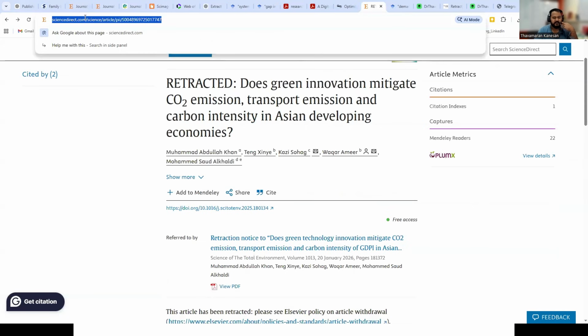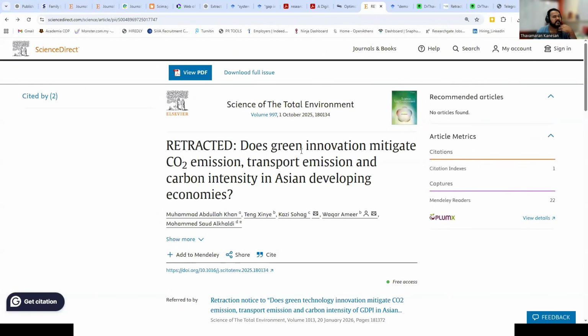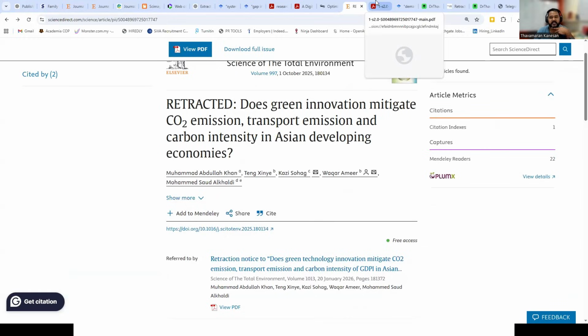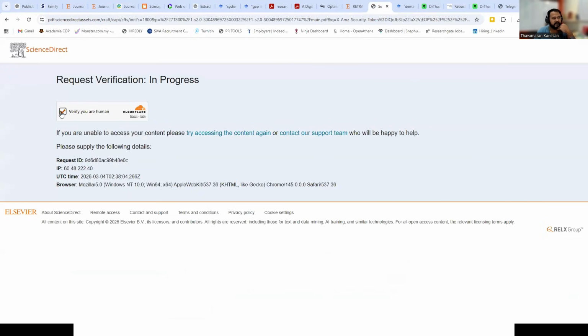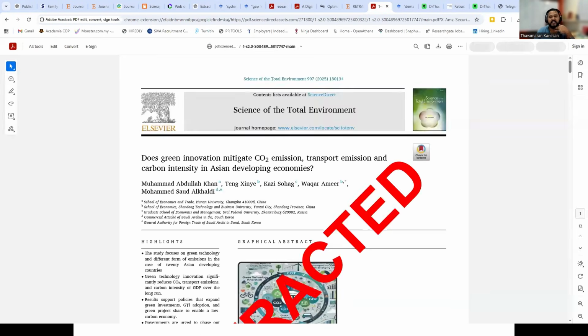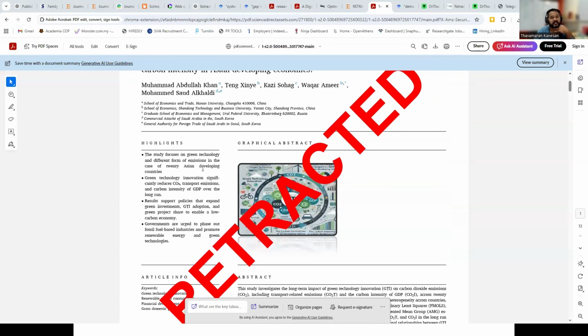This is the article. Let me refresh. This is the article. Okay. Retracted. Does green innovation mitigate CO2 emission? Blah, blah, blah. And then if you open the PDF, yes, a lot of you guys are right. It will be online forever. Okay. It will be online forever to punish the authors and the universities. It will never be taken down.